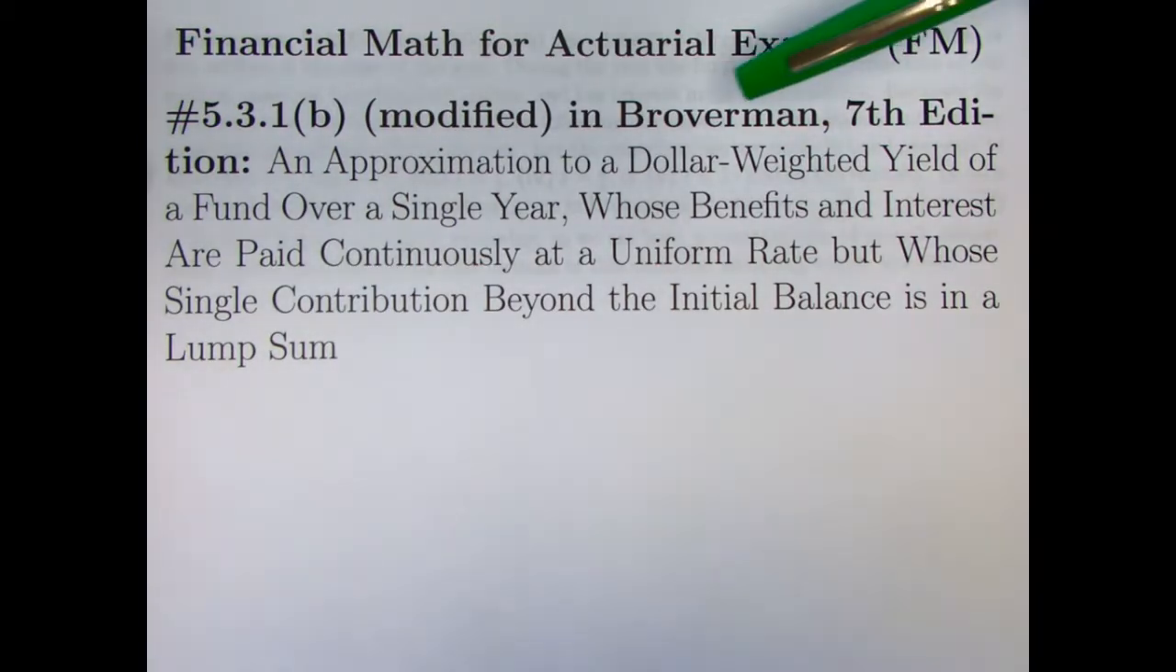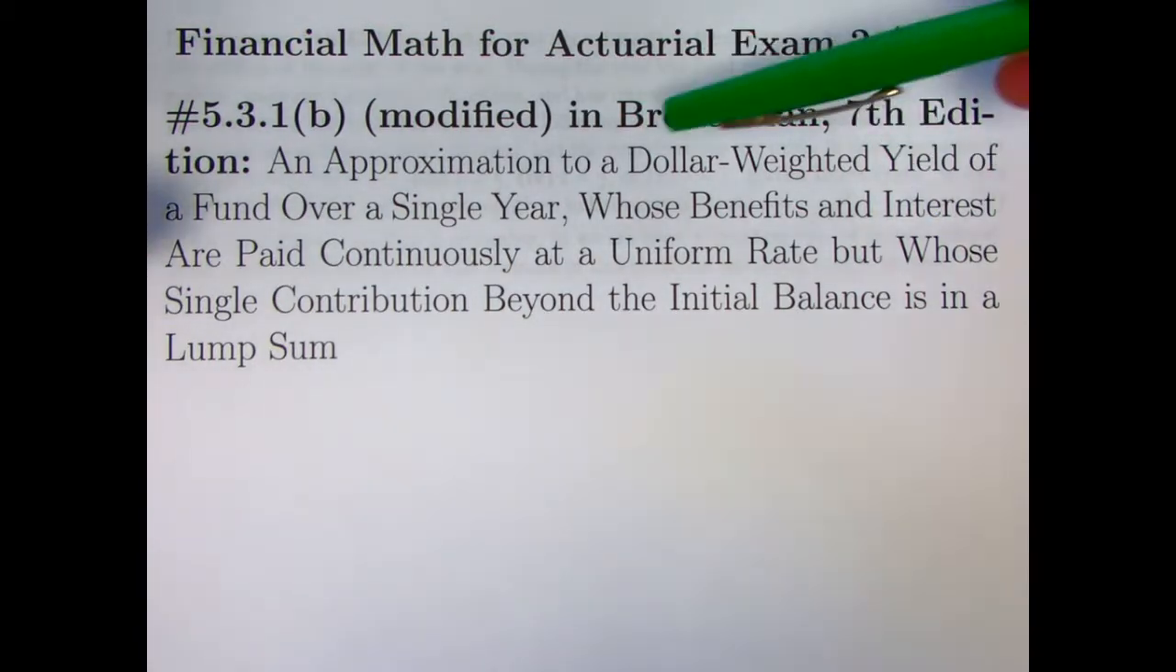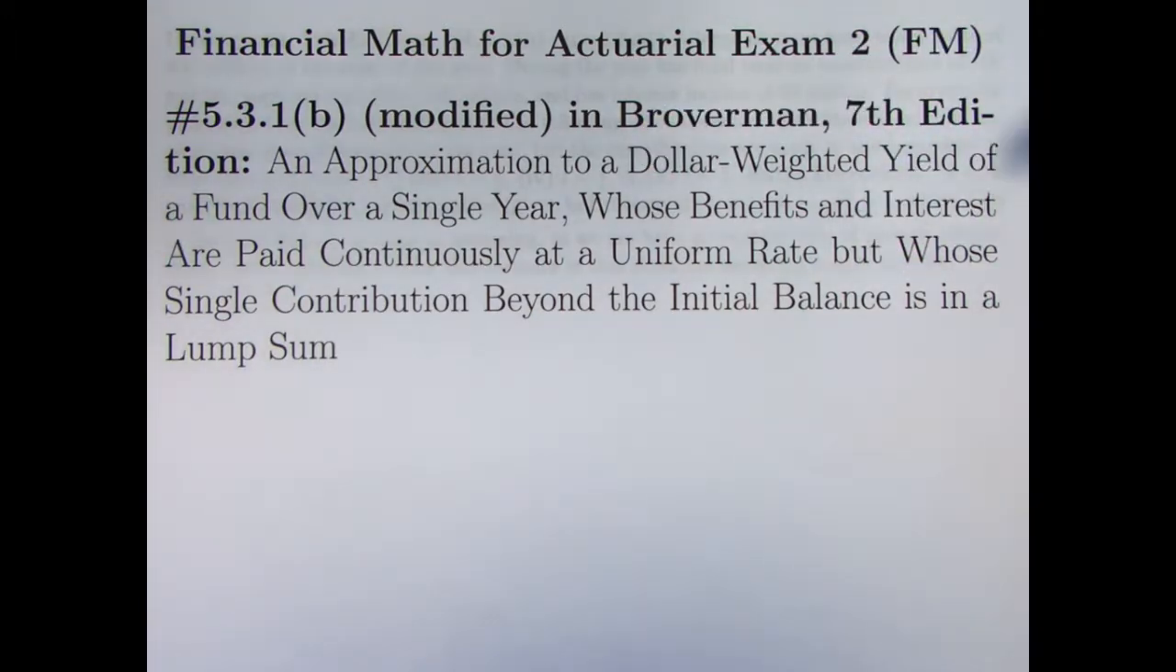We're going to be looking at problem 5.3.1, part B, a modified version of it. I've added some extra directions from Broverman. It's kind of hard to describe in a short sentence here. I'm describing it as an approximation, and you could also say understanding the approximation, to what you could call a dollar-weighted yield of a fund over a single year. So we are doing it over a single year, and we are going to use simple interest because of that, whose benefits and interest are paid continuously at a uniform rate, which is a bit strange for the interest. That's sort of saying we are assuming simple interest, but whose single contribution beyond the initial balance is a lump sum.